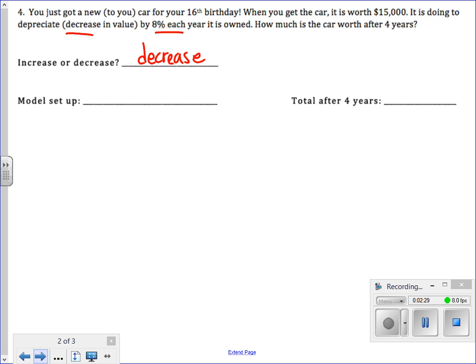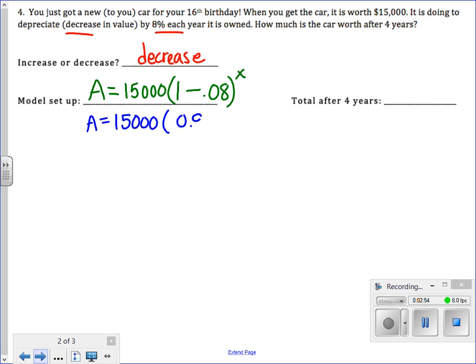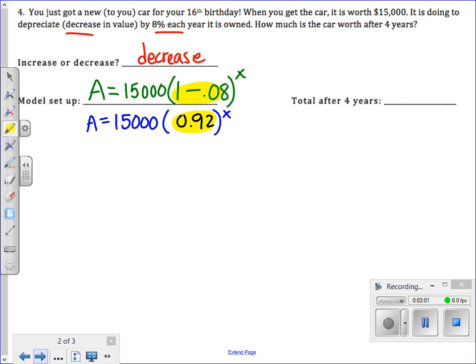Our model setup, we're going to say that the worth of the car, so I guess the amount the car is worth, is starting at $15,000 times 1 minus the 8% that it's depreciating by. Now, if I wanted to rewrite that equation, I could say the amount is 15,000 times 0.92 to the x. All right, that 1 minus 0.08 is the same as 0.92.